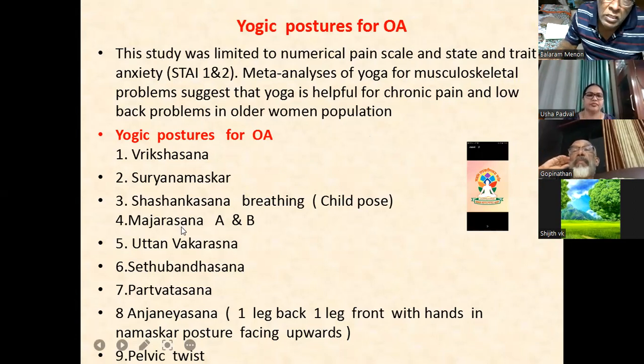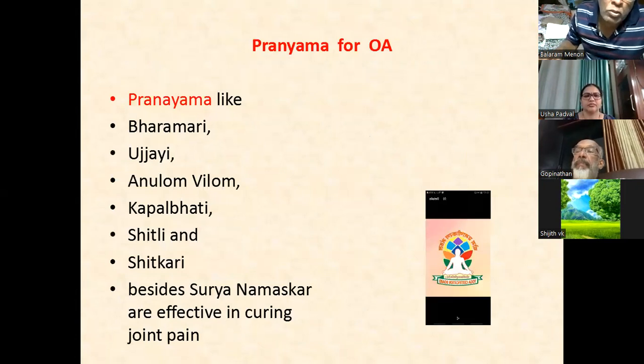Vrikshasana, Surya Namaskar, Shashankasana, Vajrasana A and B, Utthan Vakrasana, Setubandhasana, Parvatasana, Anjaneyasana, one leg back, one leg front with hands in Namaskar, pelvic twist. Pranayama: Bhramari, Ujjayi, Anulom Vilom, Kapalbhati, Sheetali, Sheetkari. Besides, Surya Namaskar is effective in curing joint pain.